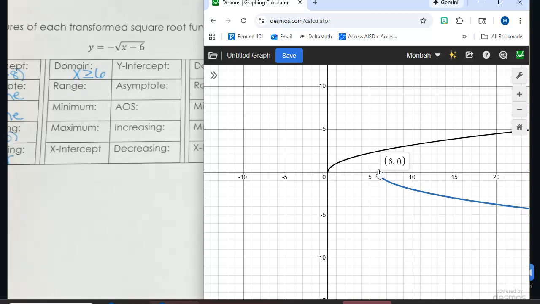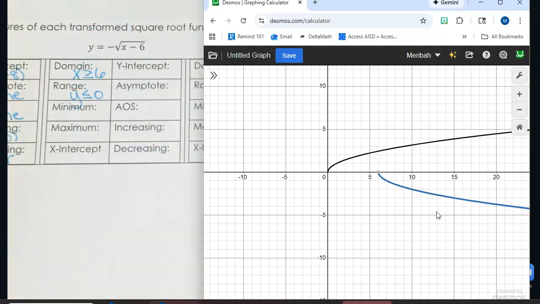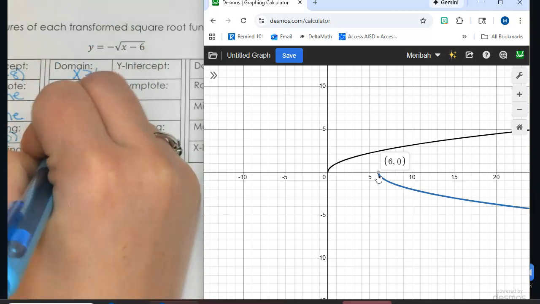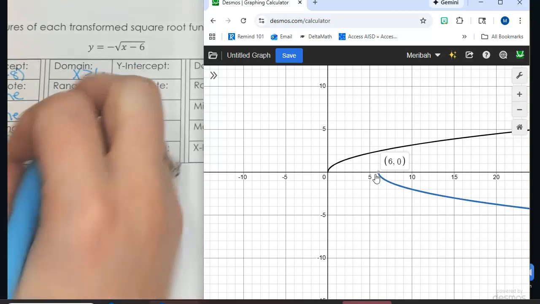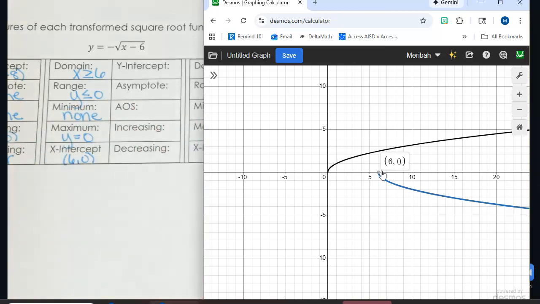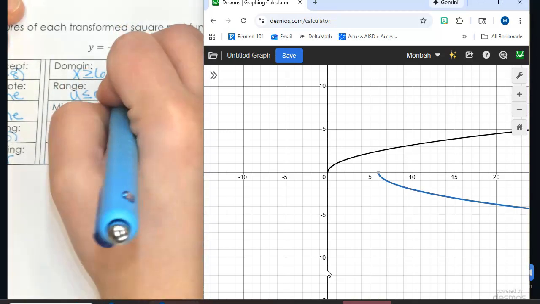Our range, our y values start at 0, but they go into the negatives. So y is going to be less than or equal to 0. And now this is my stopping point, but this is now a maximum y value at 0, and there is no minimum. And that's also where I have my x-intercept there at 6, 0. And the graph stops here. It does not keep going to the left, which means it's never going to cross my y-axis. So it does not have a y-intercept.